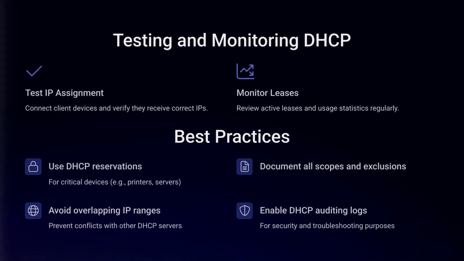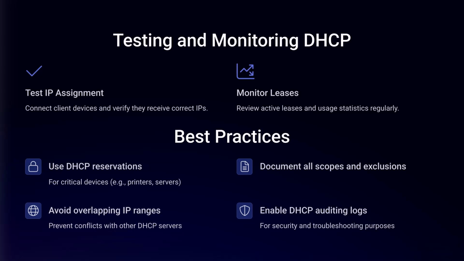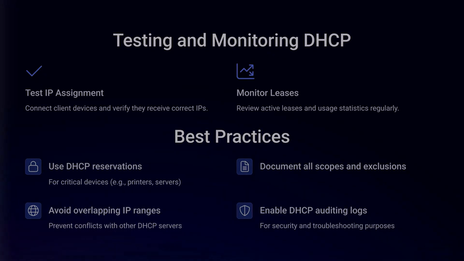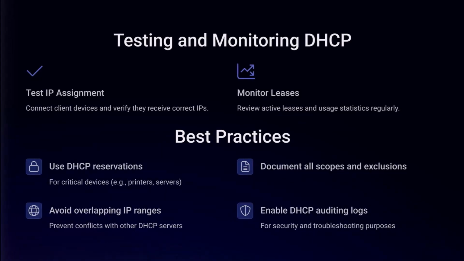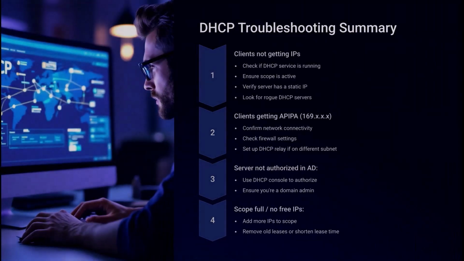And that's how you set up your DHCP server in Windows Server 2022. So on the screen, here are a few best practices. For example, you need to use reservations, document all scopes, avoid overlapping IP ranges, enable DHCP audit logs, etc. And that's how you set up a DHCP server in Windows Server 2022. With the right configuration and best practices, your network can run smoothly and efficiently. If you experience any issues, please check the troubleshooting summary on the screen.